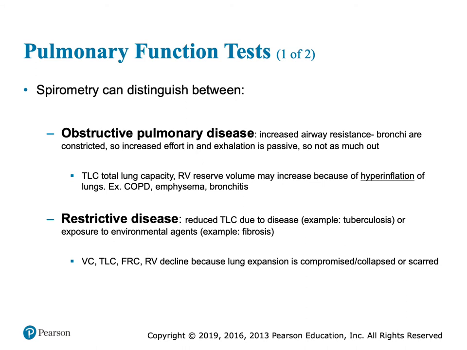Restrictive disease is you can't get air in. The lungs are fibrosed. So this is usually more at the alveolar level. And this would be like asbestos, tuberculosis, or whatever diseases that have completely damaged your alveolar area.